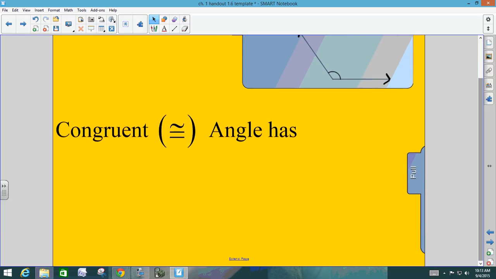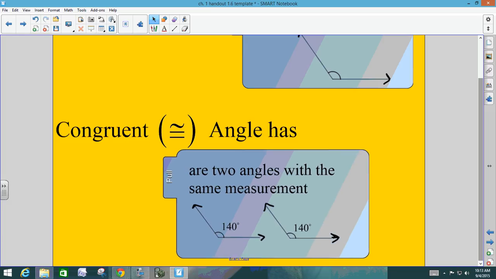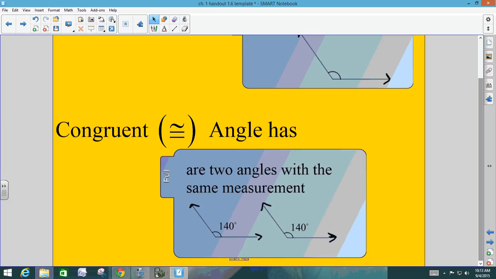Congruent angles. What do you think congruent angles are? Angles of the same degree measure. Good. Congruent angles are angles with the same measurement. Congruent segments have the same length, so congruent angles have the same degree measure. And that congruent symbol is up there again for you. I have two angles that are 140 degrees, so I would say those are congruent angles, they're the same measurement.